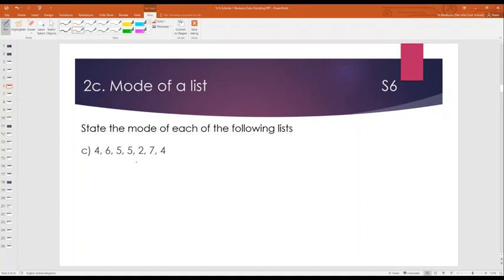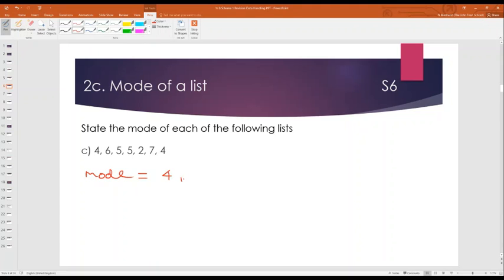Still on the mode for this one. State the mode of this group. We've got 4 comes up twice and the number 5 comes up twice. So be careful. The mode is not 4 plus 5, because that would give an answer of 9, wouldn't it?